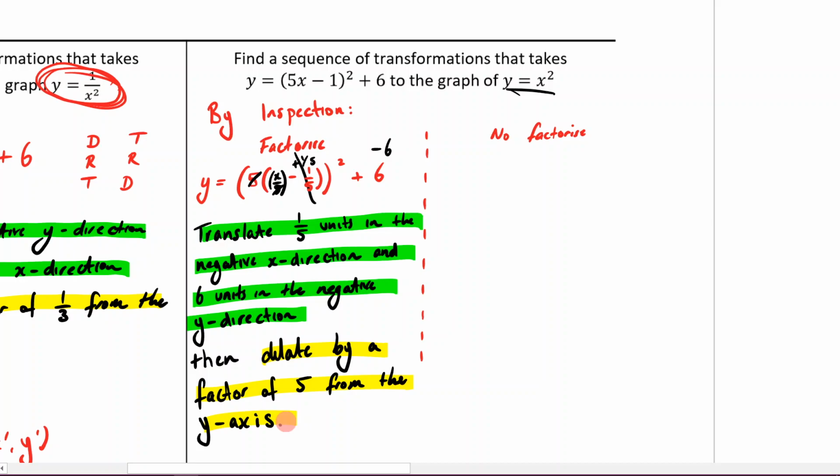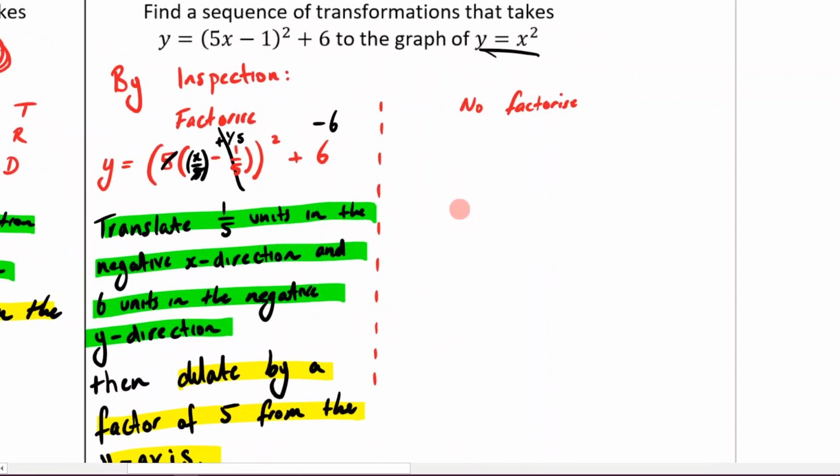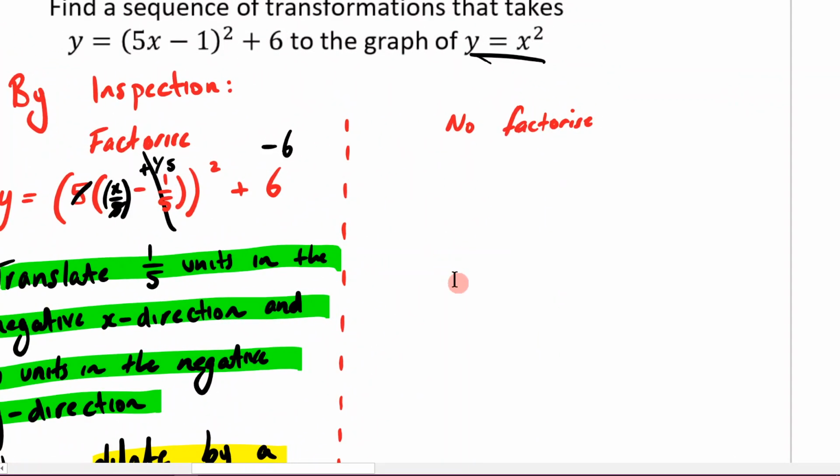Now, alternatively, you could do this without factorizing. What would that look like? So I come over here, and I'm just going to write it as I see it here. If I was to do it this way, the first thing that is affecting my x is this dilation. So that means the first thing that I would do is dilate. Now I'm actually going to write this a bit bigger.